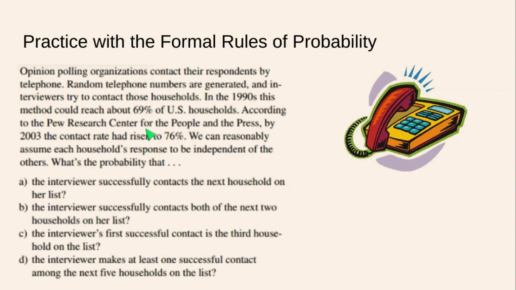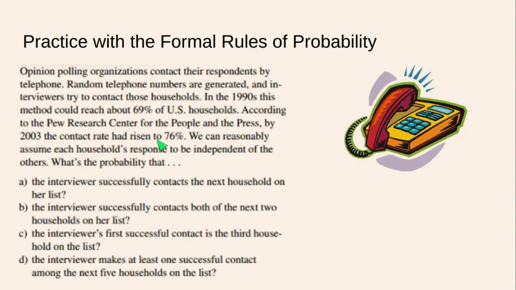According to Pew Research Center for the People and the Press, by 2003 the contact rate had risen to 76%. We can reasonably assume each household's response to be independent of the others. What is the probability that, letter A, the interviewer successfully contacts the next household on her list.